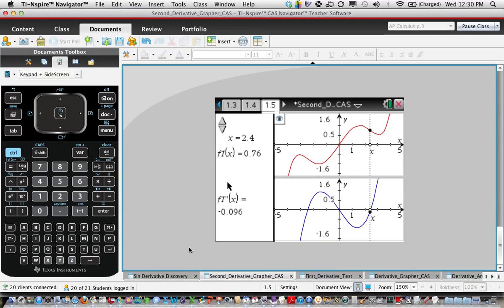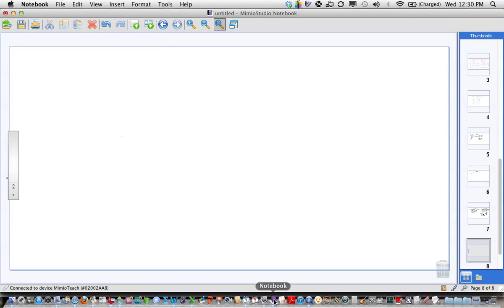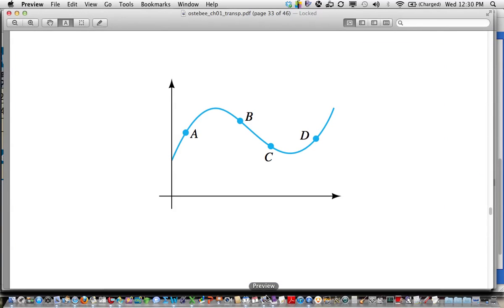So let's talk about the homework in the book first. Any questions? Pretty short, and you might have found it fairly easy.